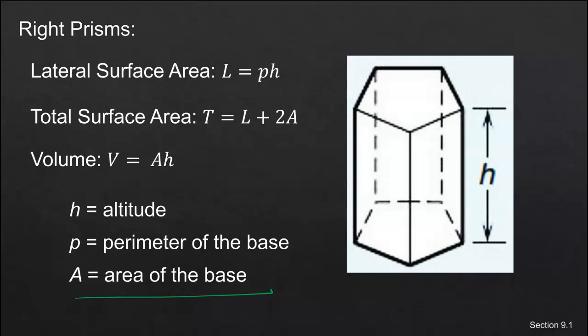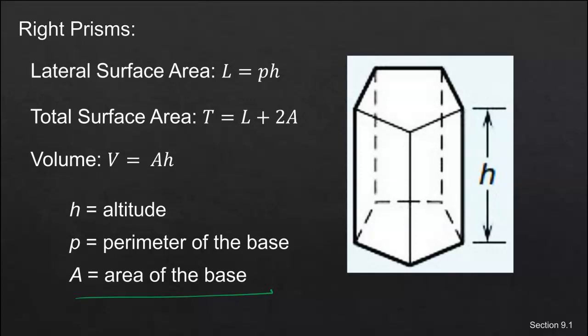The lateral area is equal to the perimeter of the base times the height of the prism. And the total surface area then is the lateral area, which are the sides, plus 2 times the area of the base. Because if you look at this particular one, we have 2 bases, and then we have the sides going around, right, our lateral sides. The volume of this will be the area of the base times the height.